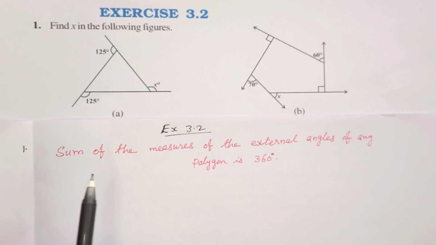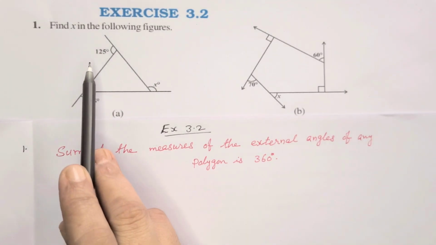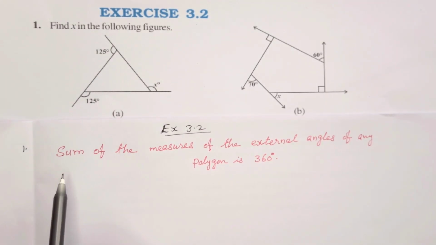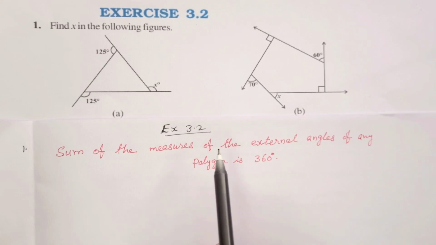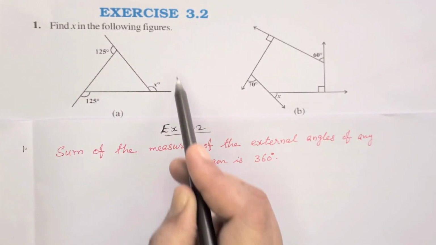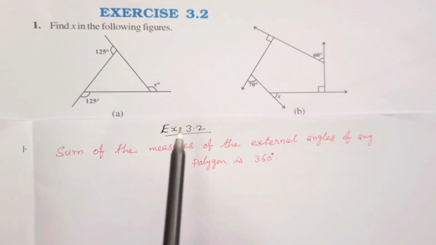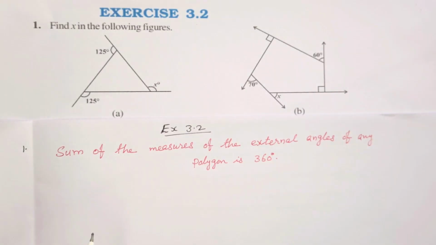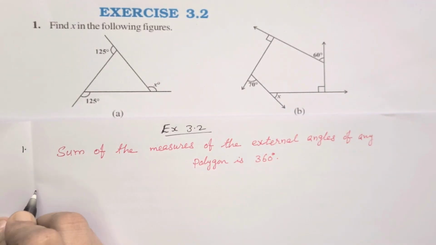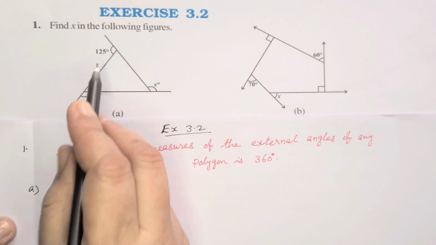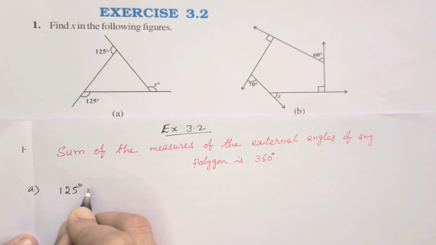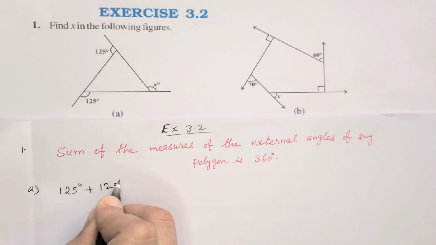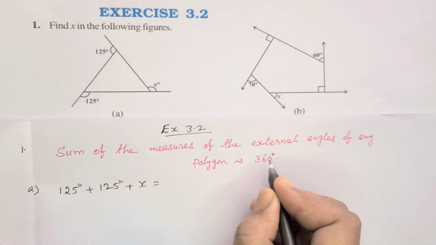Find x of the following figures. Here 125, 125 and x. We know that the sum of the measures of the external angles of any polygon is 360. The sum of all the exterior angles of any polygon will always be 360. So the first case: here 125, 125 and x. So we can write 125 degrees plus 125 degrees plus x is equal to 360.